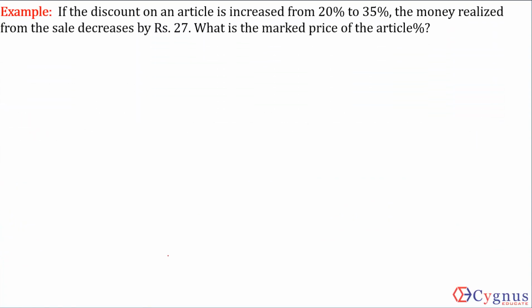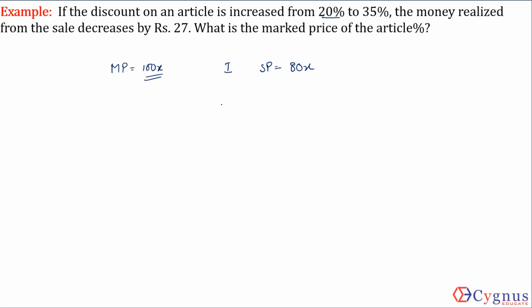Now, what's given here? Discount on the article is increased from 20% to 35%. We know that discount is always offered on what? Mark price. Let's assume that my mark price is 100x. Case number one, I gave a discount of 20%. So in that case, selling price will become how much? I'll reduce it by 20%. So selling price becomes 80x.